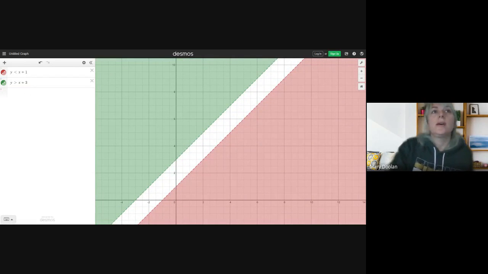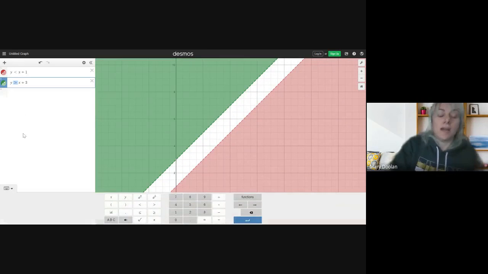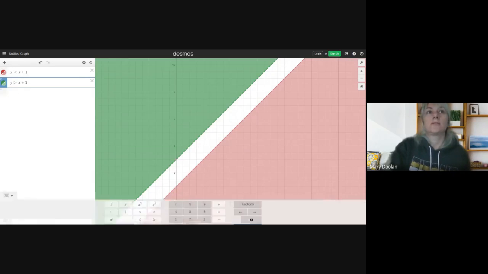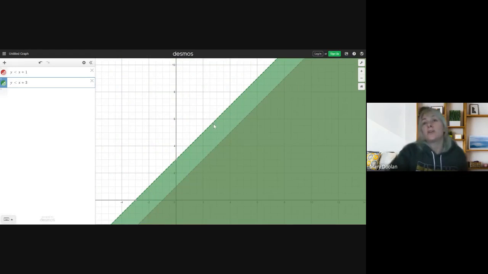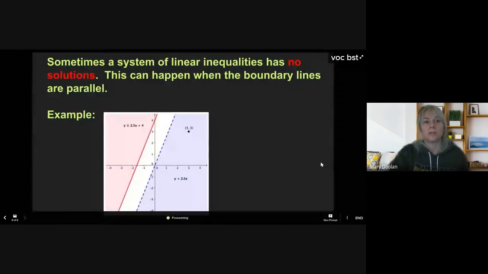There's no solution. Now, I could still have parallel lines and have a different symbol. Like instead of greater than, I had less than. Okay, and then now these lines are still parallel, but there is overlap. The overlap is everything below the pink dash line. So it depends on the symbols, but definitely the lines would have to be parallel for it to work. All right, awesome.